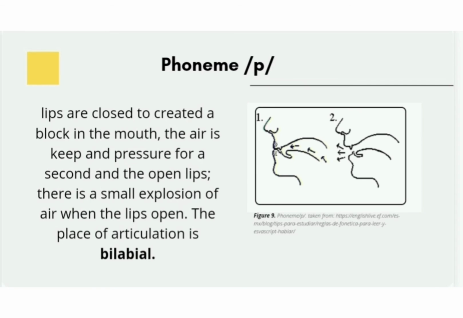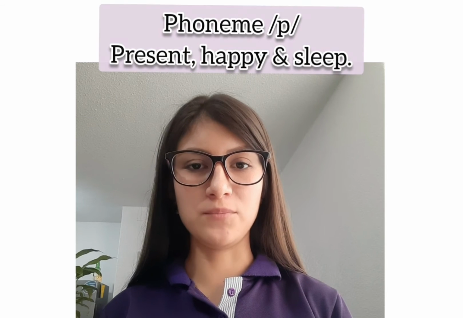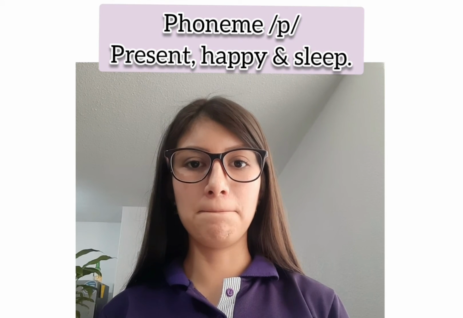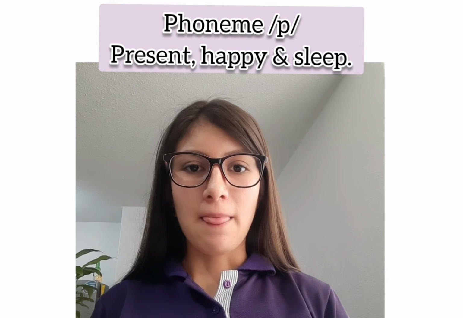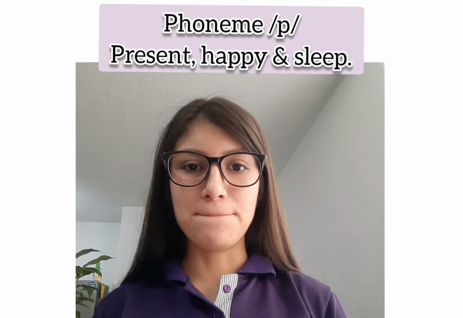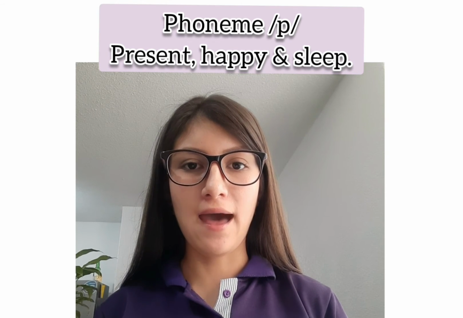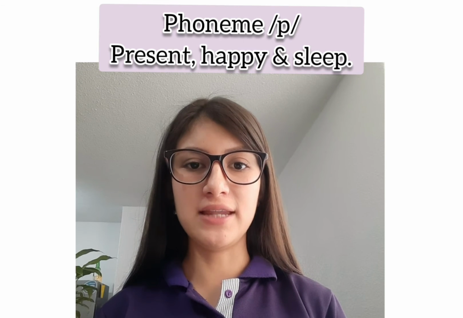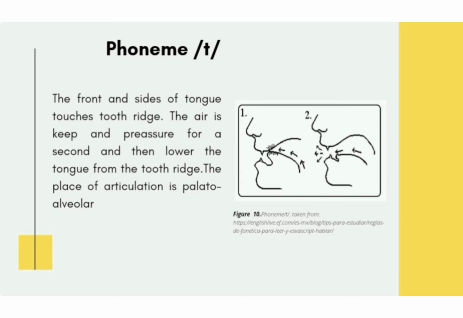Lips are closed to create a block in the mouth. The air is kept and pressured for a second and then the lips open. There is a small explosion of air when the lips open. The place of articulation is bilabial. The phoneme sounds like /p/. For example: present, happy, and sleep.